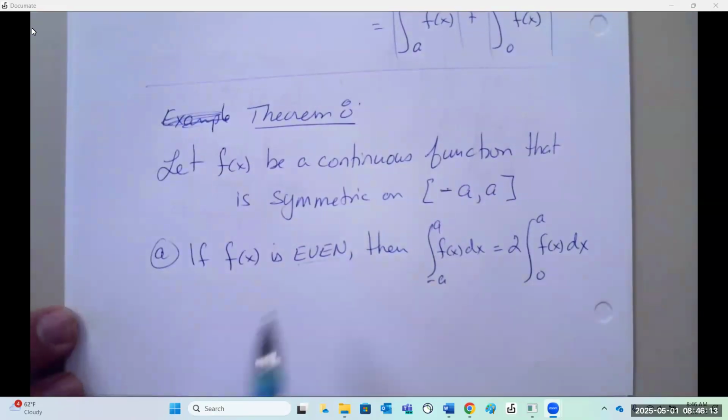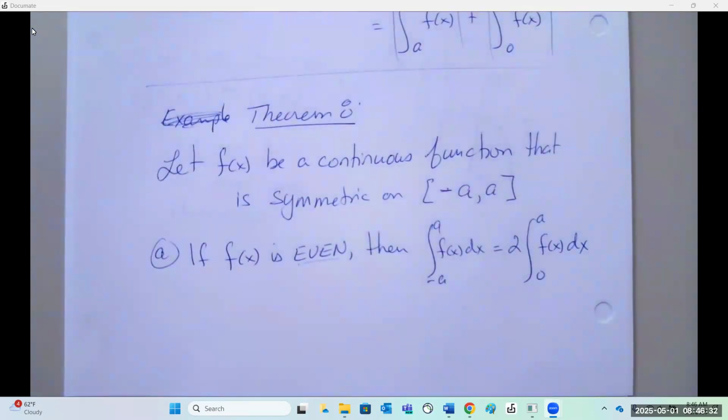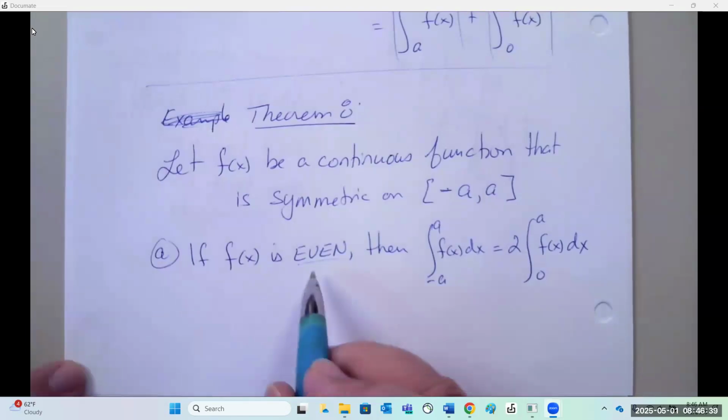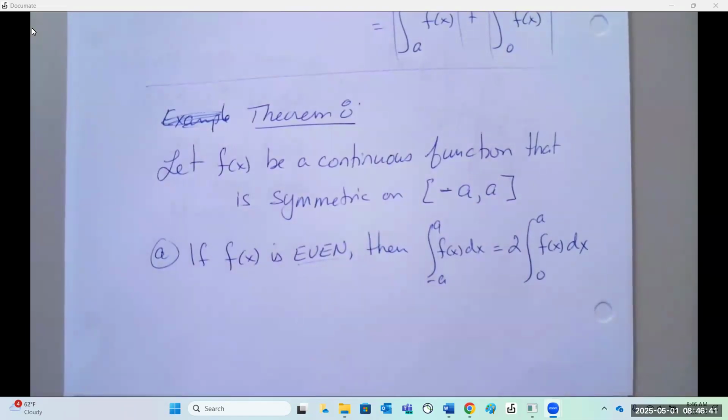That's if it's an even function. How do we know if it's an even function? An even function has only what kind of exponents? Only even. Can it have constant numbers? Yes. Even functions can have even exponents and constants, or either or.